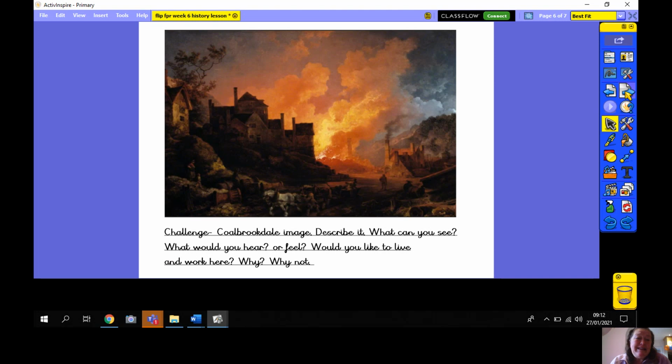Okay. This is an image of Colebrook Dale. Now, Colebrook Dale, of course, as you know, is in Ironbridge, so it's not so far away. And of course, we say that's the birthplace of the Industrial Revolution. I'd like you to describe this picture.